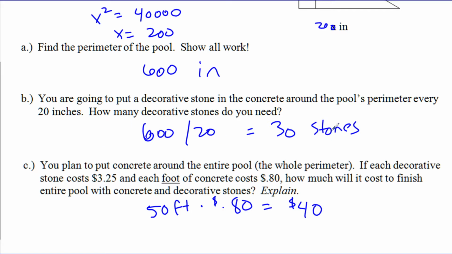And then we just figured out that we need 30 stones, right, so 30 stones times $3.25 per stone is another $97.50 that we need to add on. And so it looks like our grand total for this pool is going to be $137.50. So again, the $97.50 came from taking the $3.25 times the 30 stones, right? So we just added those two values together, okay?